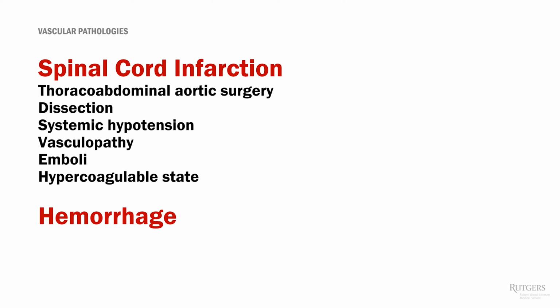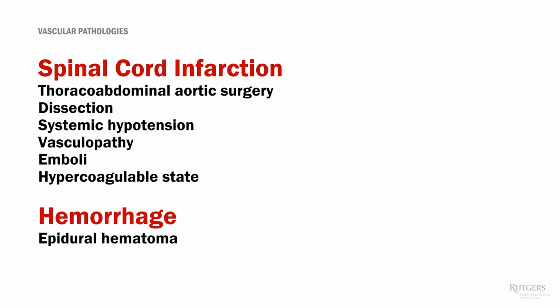On the hemorrhagic side, one worrisome cause is cord compression by epidural hematoma. Who do you think gets that disease? Did you say people with spine trauma or people on anticoagulants? You're right. So if you see a person post-motor vehicle accident or on anticoagulants who develops acute, rapidly progressive cord syndrome, think epidural hematoma. Did I say epidural hematoma?